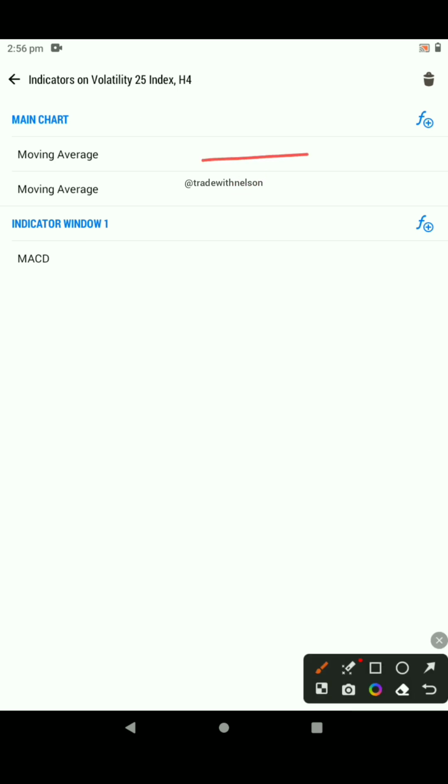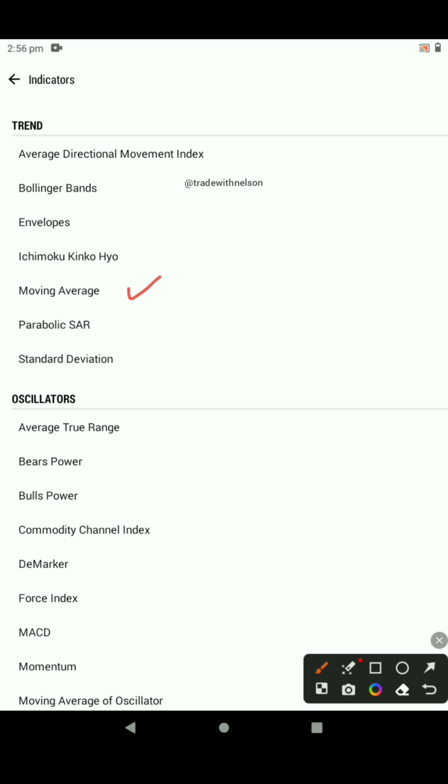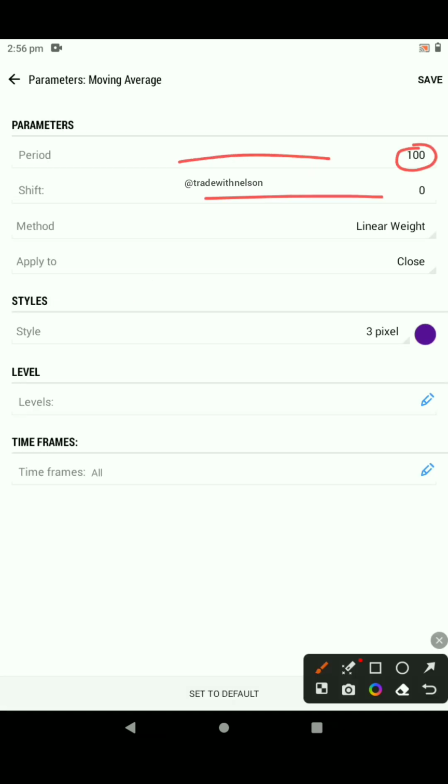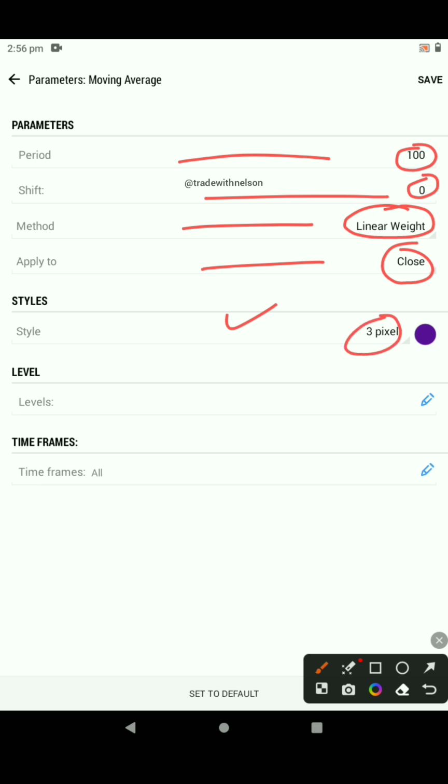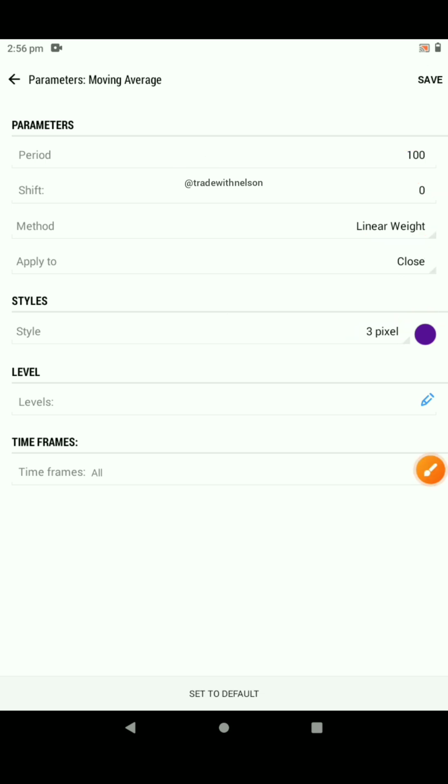So to select the first moving average, click on this F icon on the main chart, moving average. Make your period 100, shift 0, method Linear Weighted, apply to close, style 3 pixel, and select a color of your choice. After that, click on save.